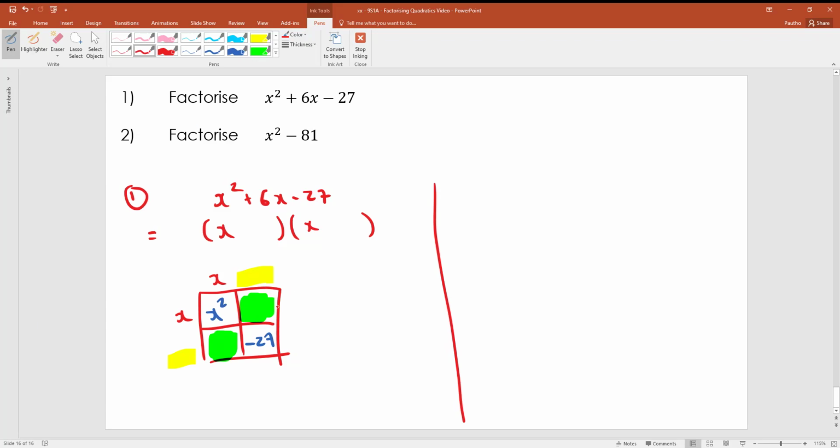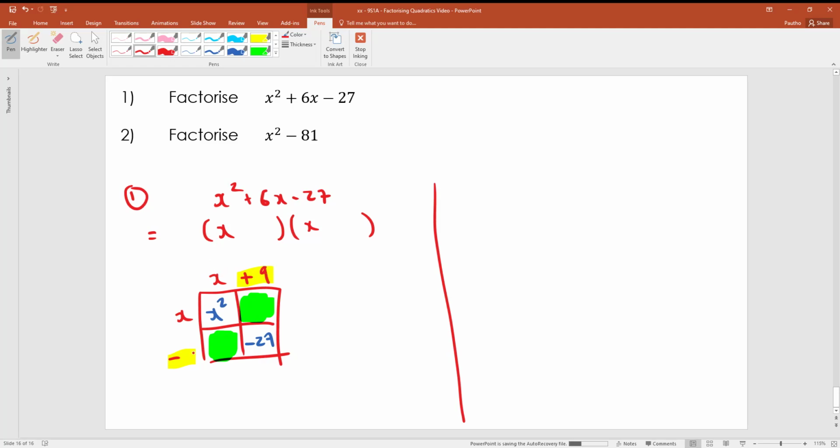And you should realize that if you want to make a negative number by multiplying, you need one positive number and one negative number. Because if you have two positive numbers, you get a positive answer here. And if you add two negative numbers, you get a negative answer here. So I know that the signs are going to be different to make a negative number, but they still multiply to make 27. Well, I think 9 times 3 is 27.